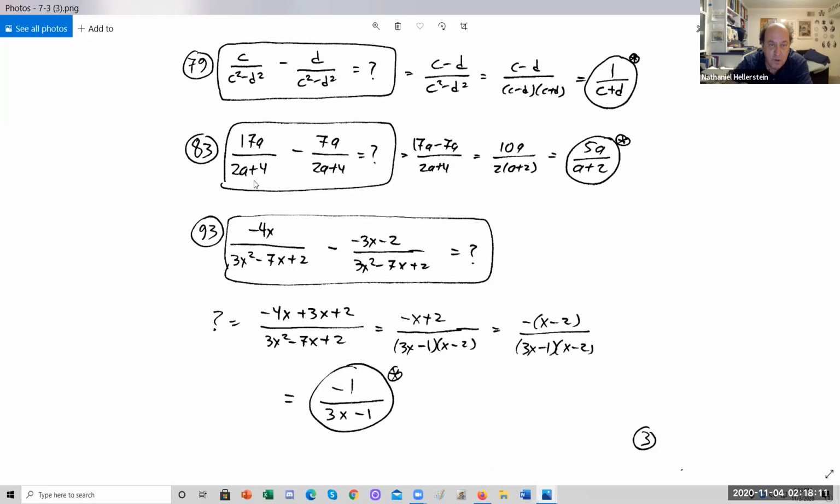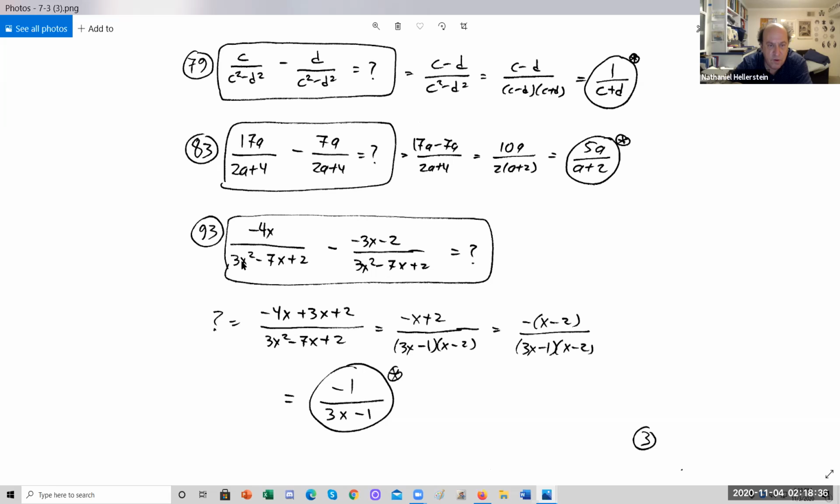17a over 2a plus 4 minus 7a over 2a plus 4. It's over the common denominator 2a plus 4. 17a minus 7a, that's 10a over 2a plus 4. However, we can pull out a factor of 2 from here, so 2 times a plus 2. And that'll cancel against the 10 and leave you with 5a over a plus 2.